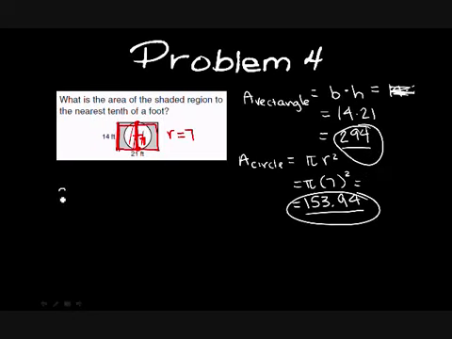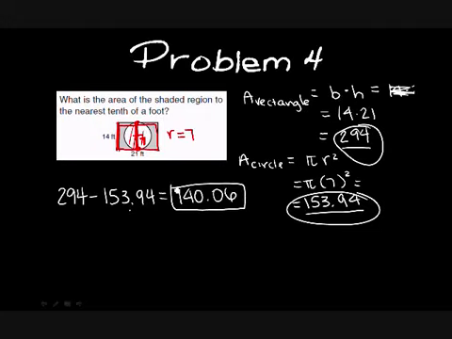And so now we just take these two things and subtract them. And so I'll write it out. 294 minus 153.94. That equals 140.06, which would be your answer. And so that's all you have to do on that one.